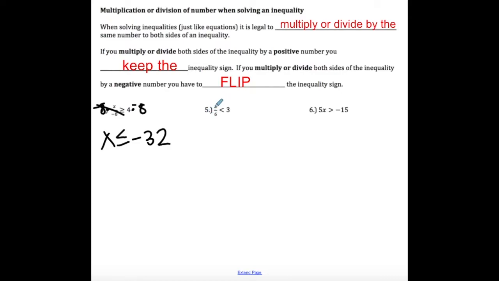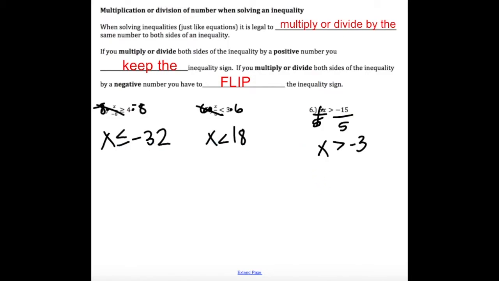On this next problem, x divided by 6, the opposite of divide by 6 is multiply. Multiplying both sides by 6. 6 is positive, so the inequality sign is going to stay facing the same direction, so x is less than 18. On number 6 here, we have 5 times x is greater than negative 15. The opposite of multiplying by 5 is divide. Divide both sides by 5. x is now greater than negative 15 divided by 5, which is negative 3. Now I divided by a positive 5, so I am not going to flip the sign.